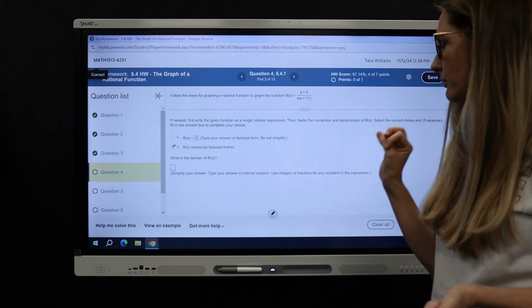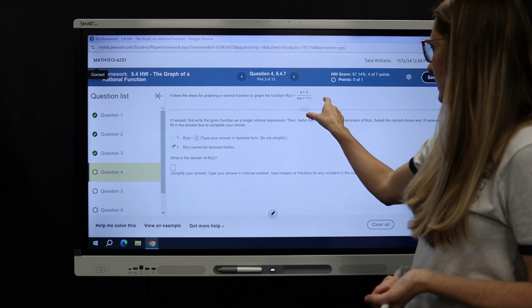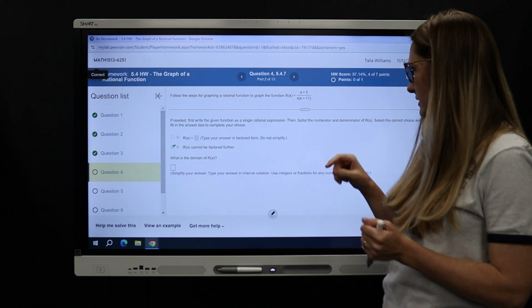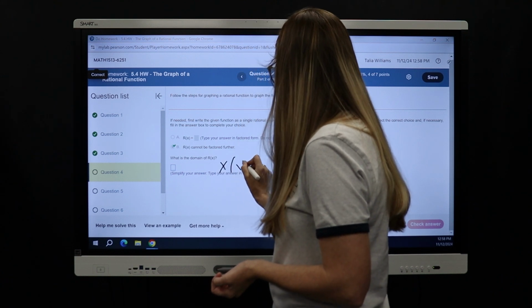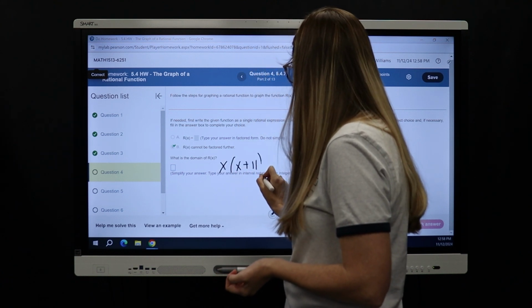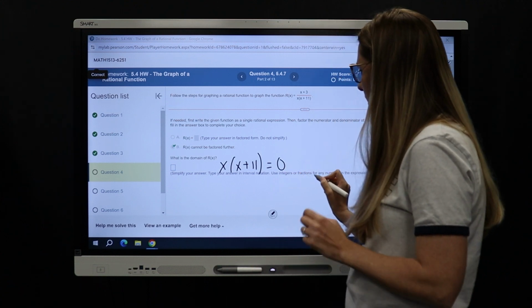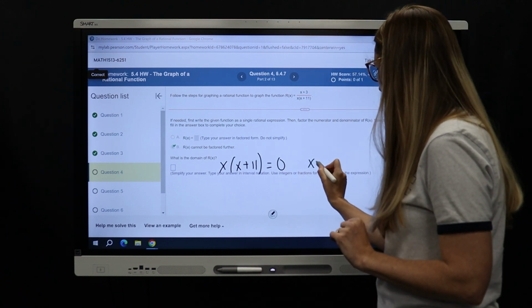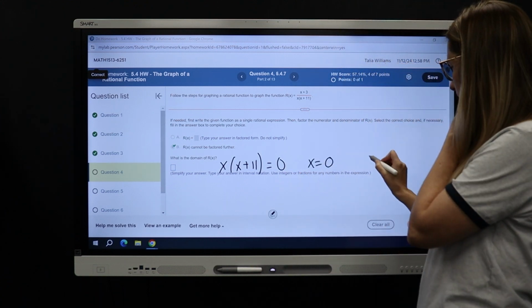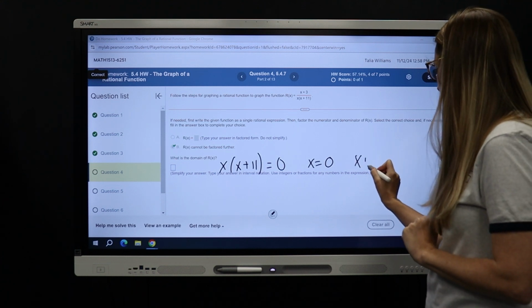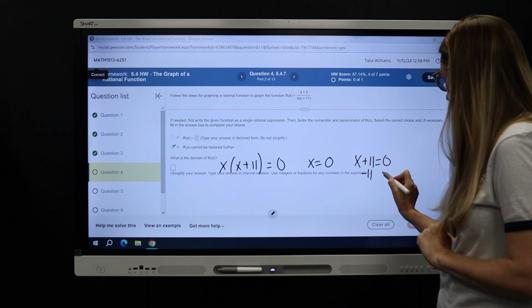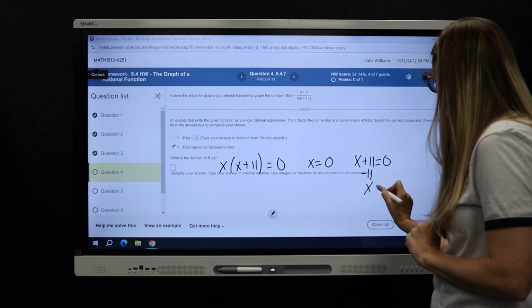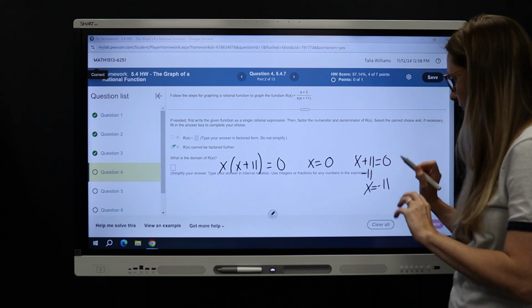Domain. So remember, when we're finding our domain, we take our denominator and set it equal to 0. So I'm going to take that, x times x plus 11 equals 0, and then set both factors equal to 0. I'm going to solve this one, so x equals negative 11.